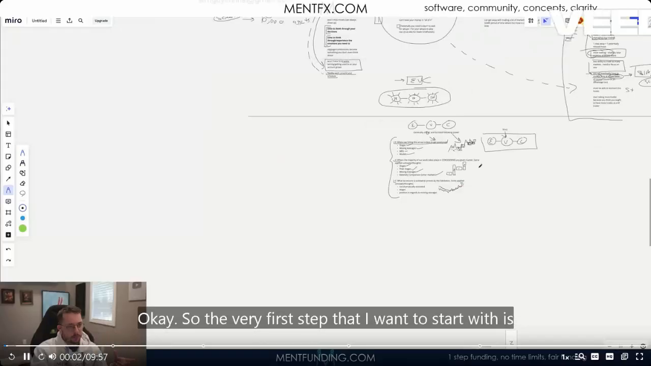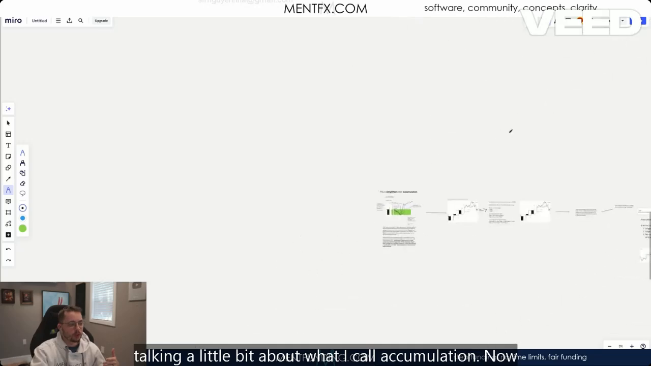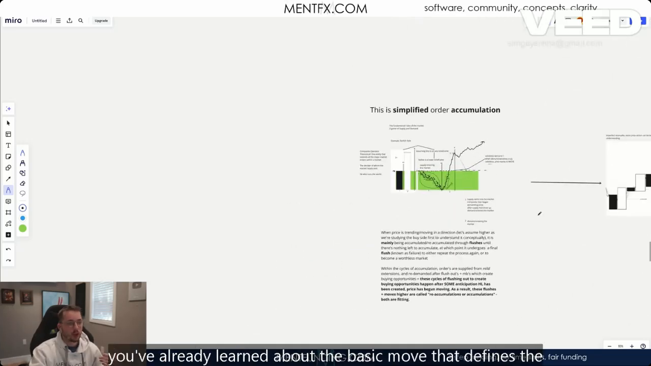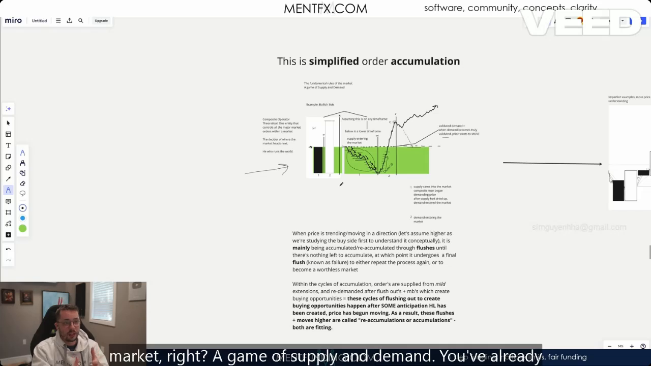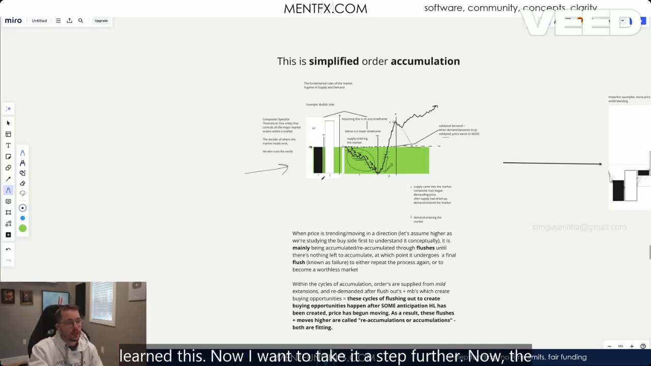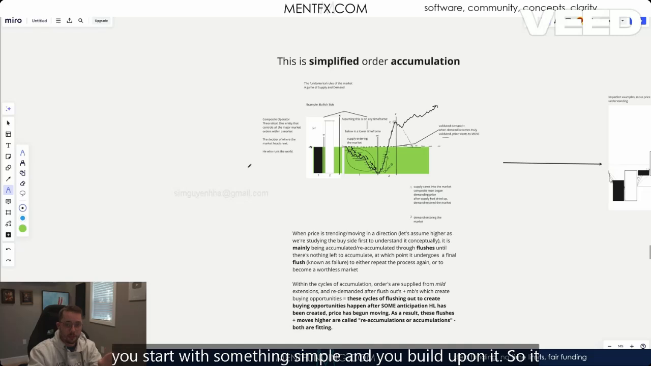Okay, so the very first step that I want to start with is talking a little bit about what I call accumulation. Now, you've already learned about the basic move that defines the market, right? A game of supply and demand. You've already learned this. Now, I want to take it a step further. The way that I've always thought about teaching is you start with something simple and you build upon it, so it makes sense as you build upon it, and there's an actual cohesive understanding behind what's going on.